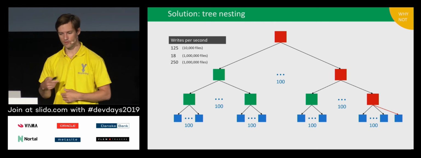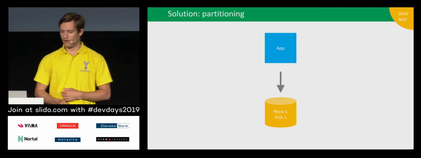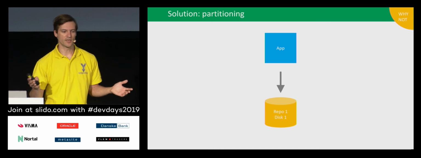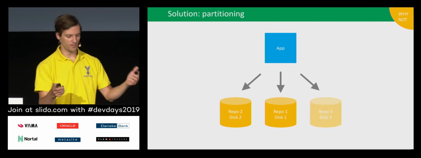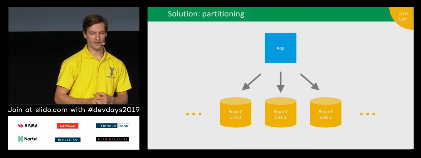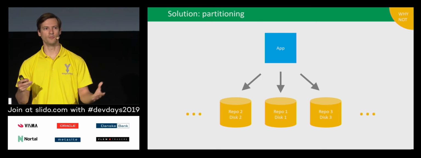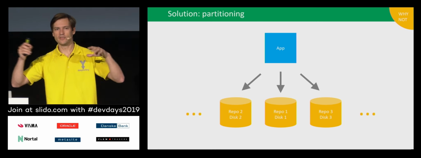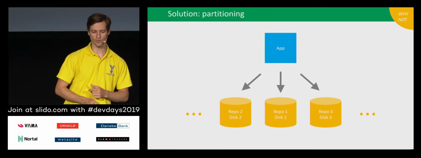Now you can go further and you can look at more solutions. So if one repository gives you 250 writes per second, well then, multiple repositories give you a multiple of that. And that is good if you can partition your data. So it could be different countries, different customers, where you can have a repository for each one of those.